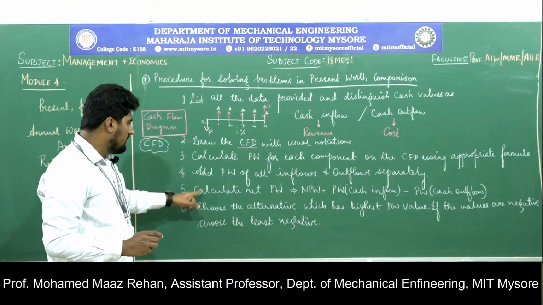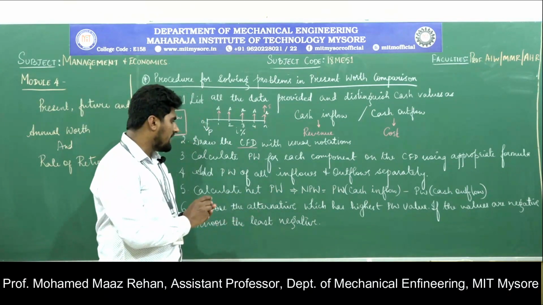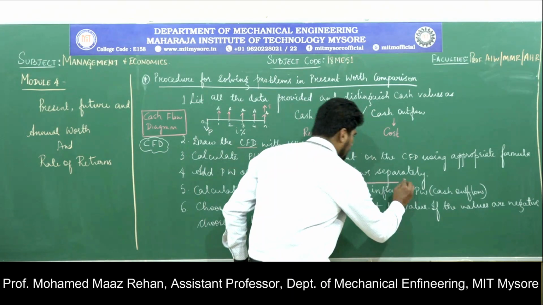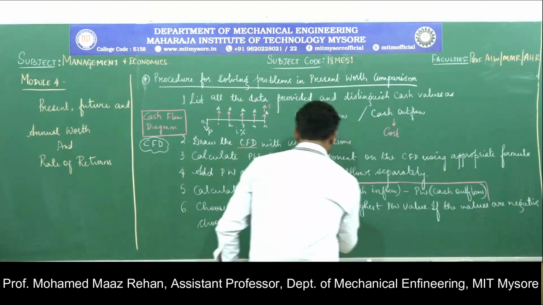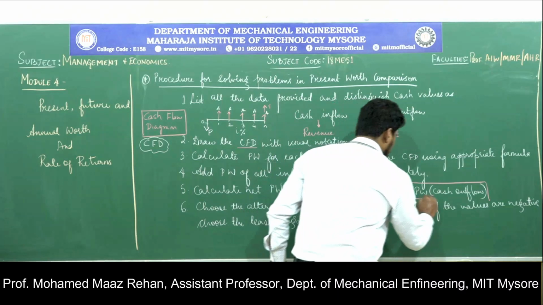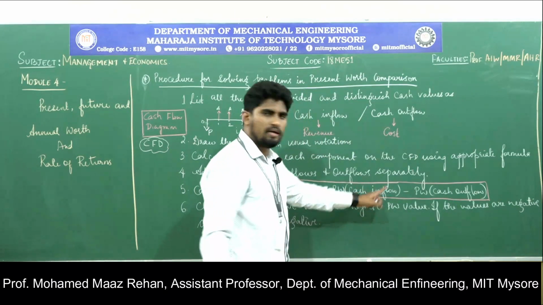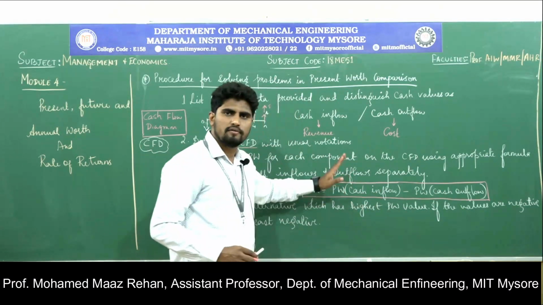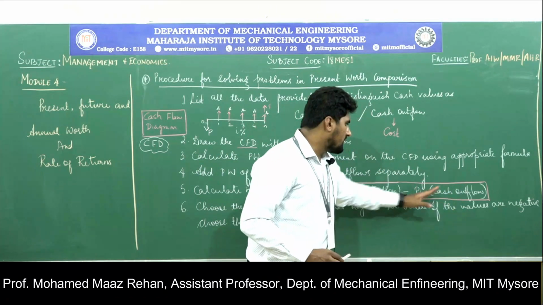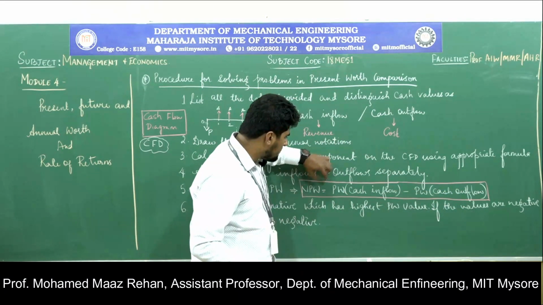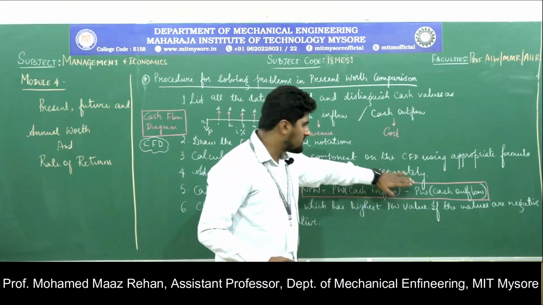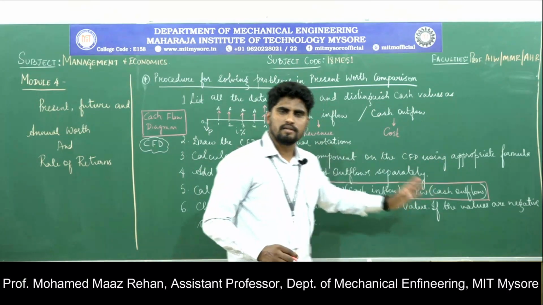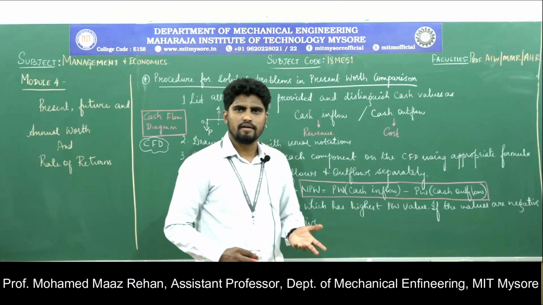Step number 5 is to calculate net present worth. How is net present worth calculated? Net present worth equals present worth of cash inflow minus present worth of cash outflow. In the previous step, you have calculated the present worth of cash inflow and the present worth of cash outflow. Cash inflow is nothing but your revenue. Cash outflow is nothing but cost. Revenue minus cost gives the profit, correct?